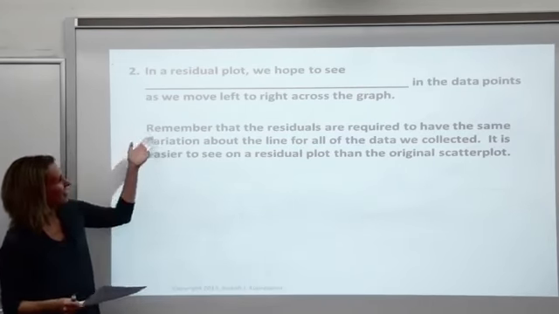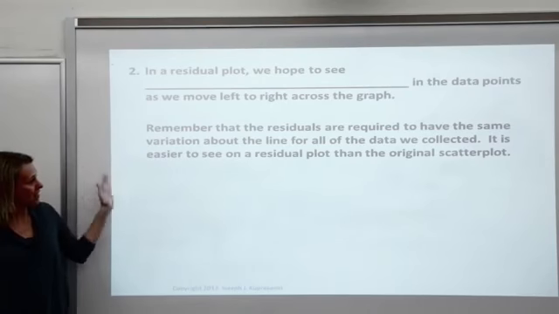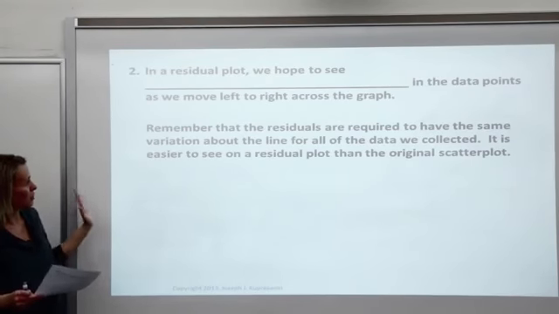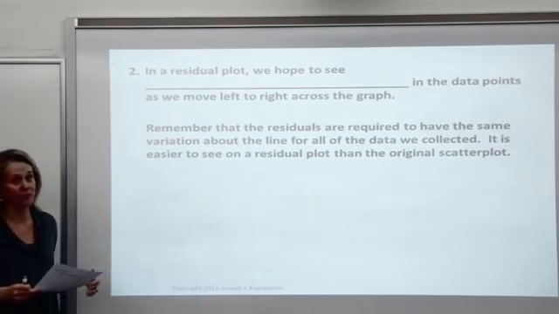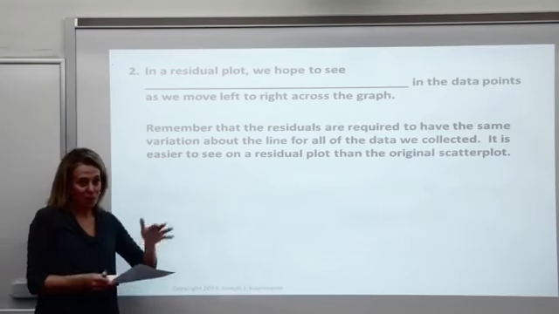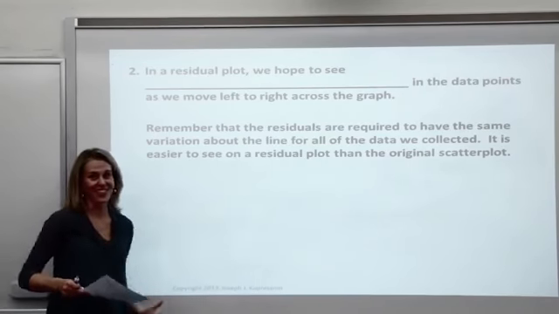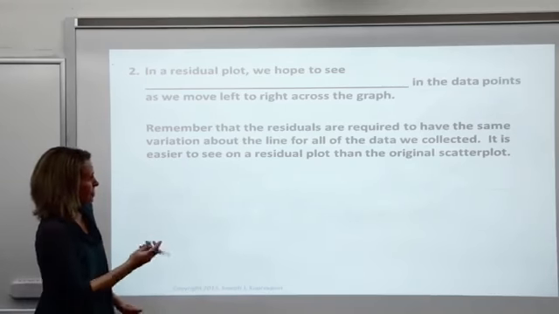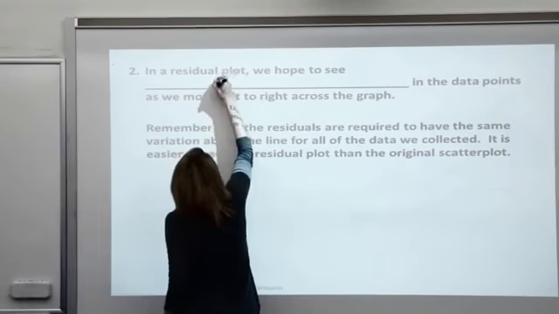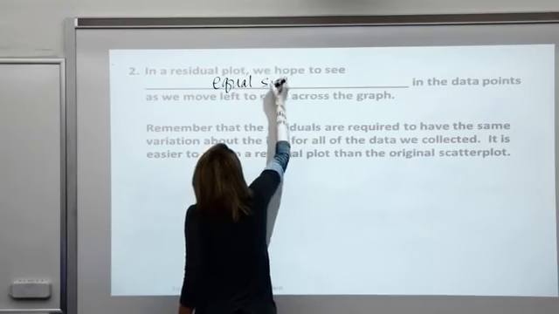All right, number two, we hope to see equal spread in the data points as we move from the left to the right across the graph. Just like with the original scatter plot, we wanted to see equal spread. Now I'm caught up with everybody else. We want to see the same thing in that residual plot. But it's easier to see here.